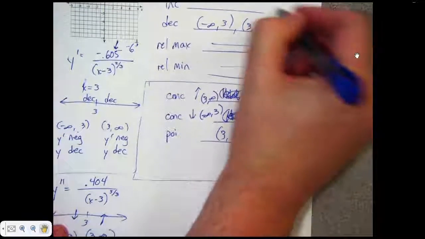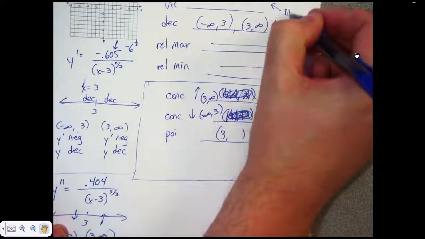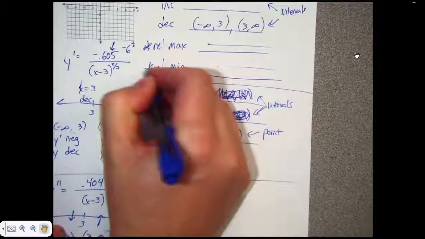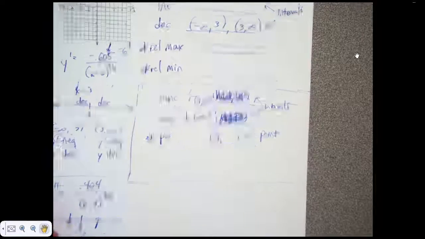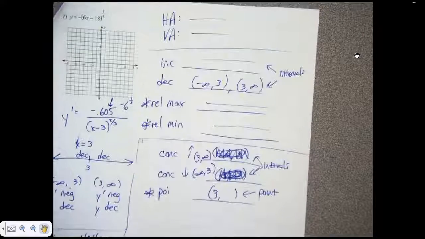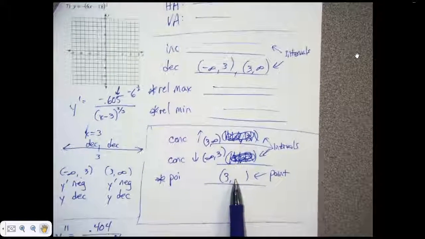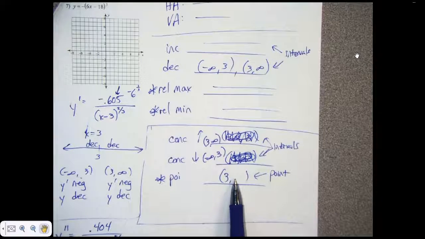So the things that go in these spots, like the increasing, decreasing, those are going to be intervals, and the concave up, concave down. The relative max, relative min, and point, you're looking for an actual point. You're looking for a y value that you can put on your graph and say, here, I know it goes through this point. So this one I want a y value.